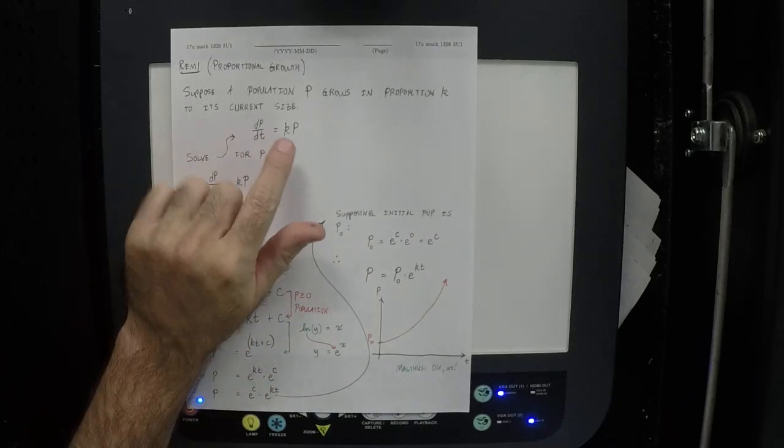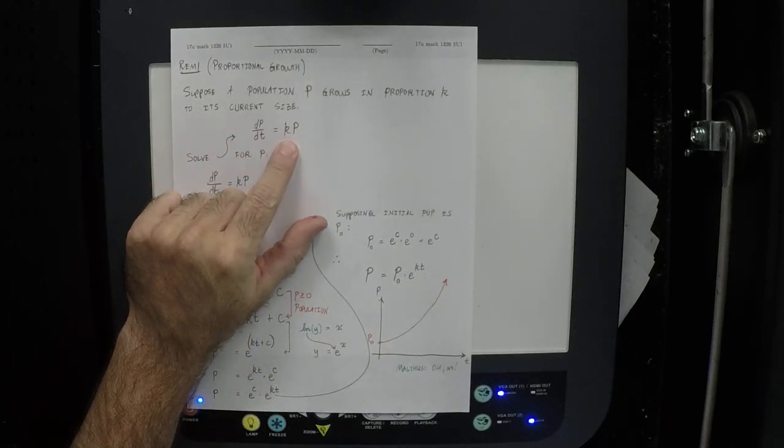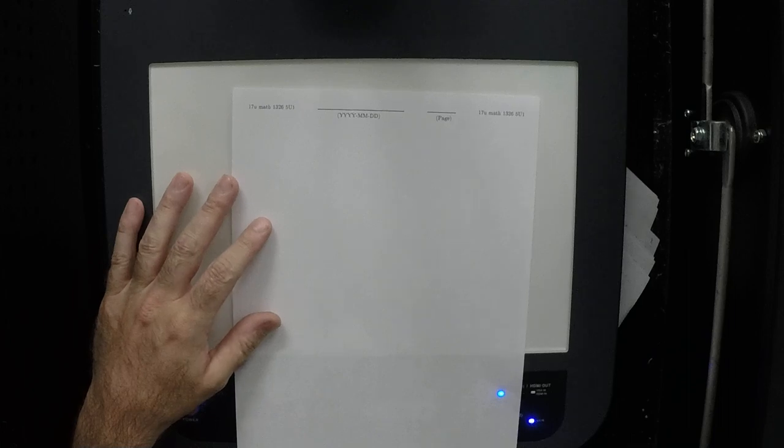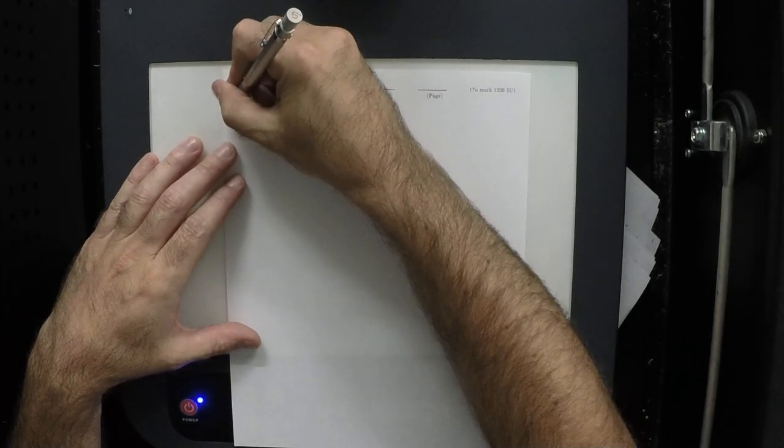This is the proportional growth model. Okay, let's think about this in a slightly different way. So we're doing this population model. That was kind of a population thing. Now I'm going to add in a different one. So this is a purely abstract example.